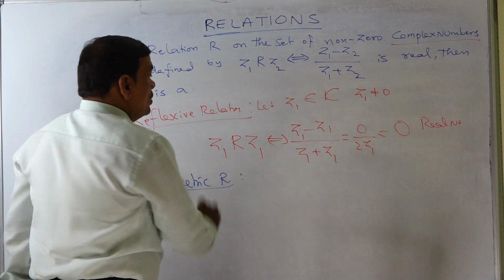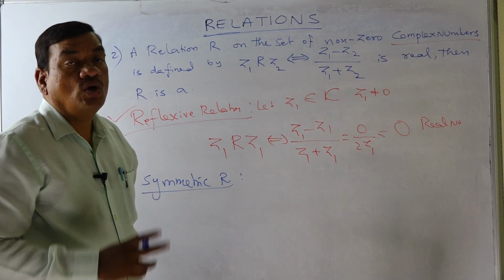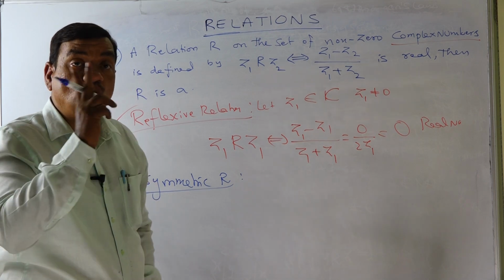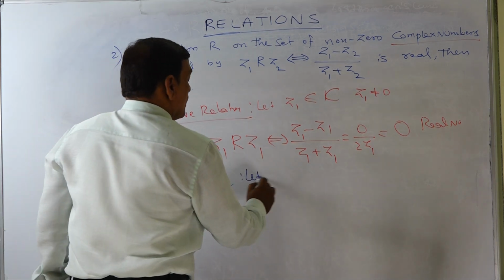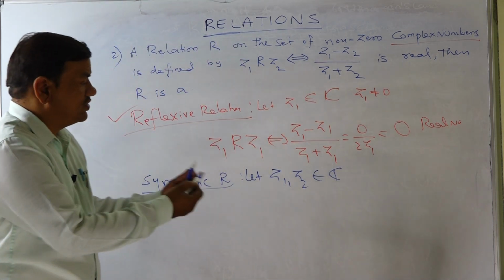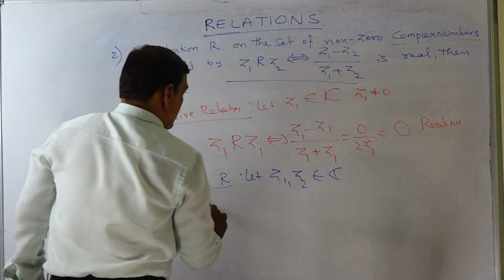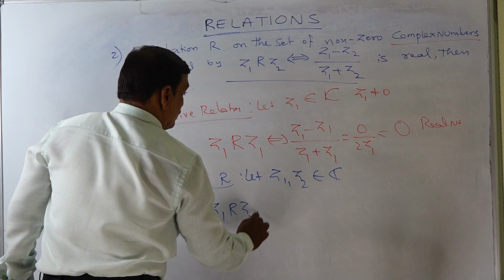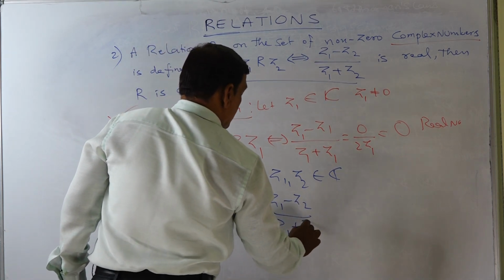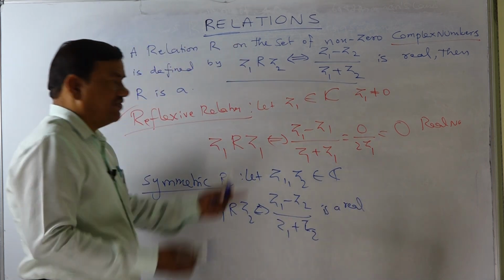To check the symmetric relation, as I told, take any two distinct things: two distinct numbers, two distinct lines, two distinct triangles, whatever the two items may be. So let Z1 and Z2 belong to the set of complex numbers. Obviously Z1 and Z2 are non-zero. First apply this condition: Z1 related to Z2. This is equal to (Z1 minus Z2) by (Z1 plus Z2) is a real number. It is given.